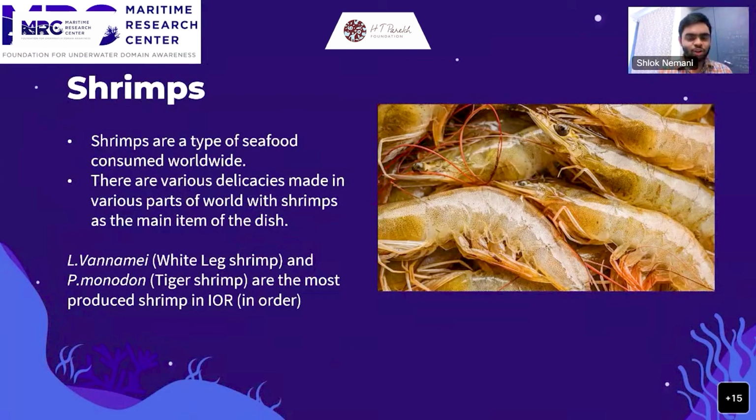So I'm saying a lot about shrimps and seaweed. If someone in the audience doesn't have any idea, this is just a brief about it. The shrimps belong to the zooplankton category. They are a type of seafood consumed worldwide, and there are various delicacies made in various parts of the world which contain shrimp as the main item of the dish. In the context of the Indian Ocean region, we will be looking at Litopenaeus vannamei and Penaeus monodon, the white leg shrimp and tiger shrimp, which are the most produced shrimp in the Indian Ocean.